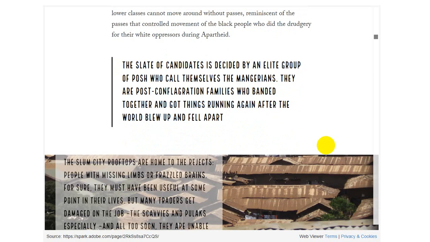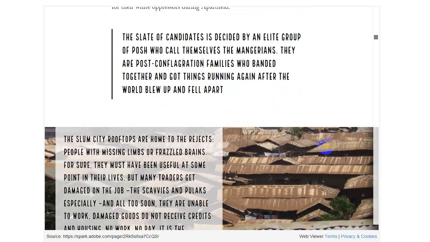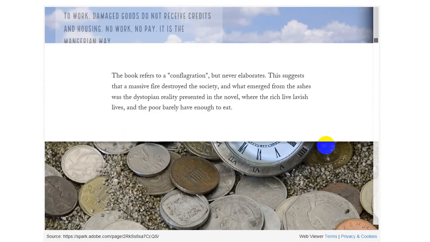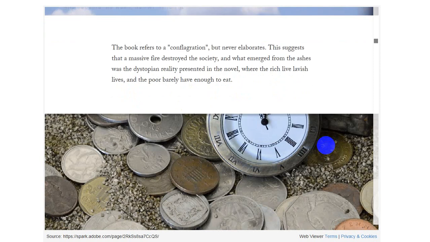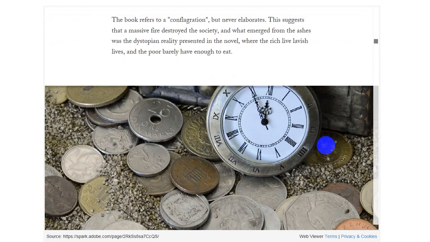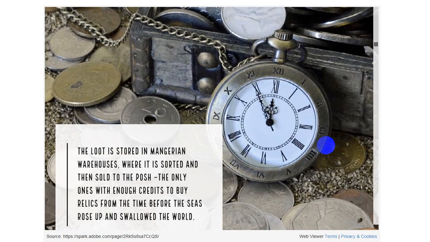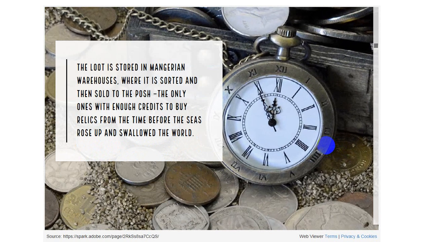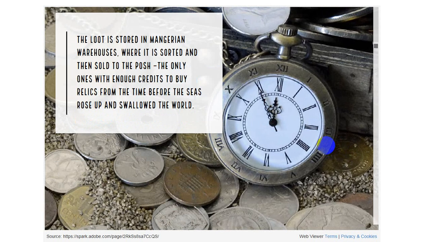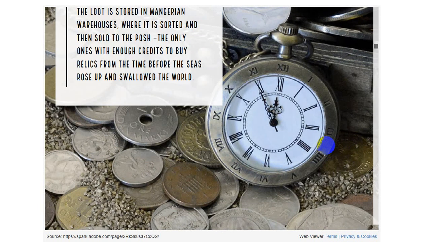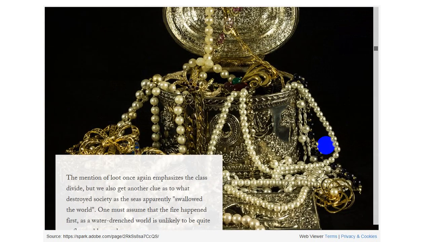And the Mangerians are the post-conflagration families who banded together and got things running again after the world blew up and fell apart. The book refers to this conflagration but never really elaborates properly. It just suggests that a massive fire destroyed society, and what emerged from the ashes was this dystopian reality where the rich live lavish lives and the poor barely have enough to eat. The loot is stored in Mangerian warehouses where it's sorted and sold to the posh, and only people with enough credits can buy relics from the time before the seas rose up and swallowed the world.